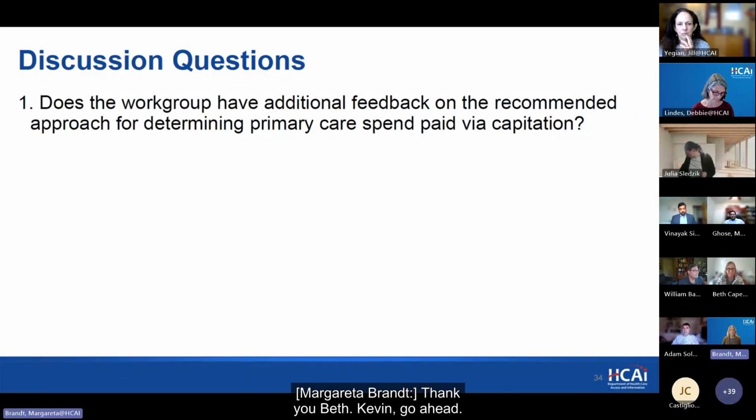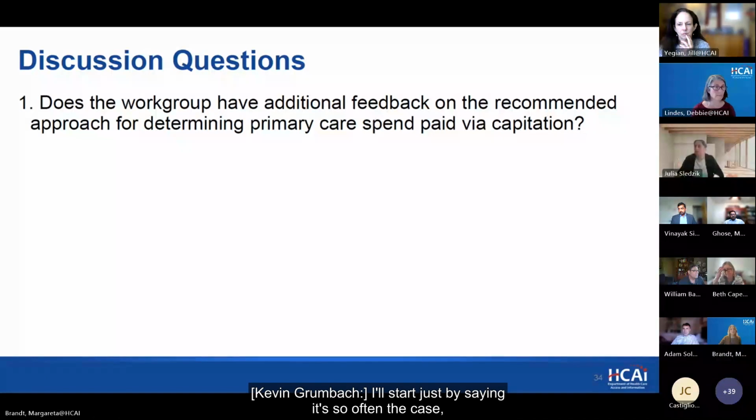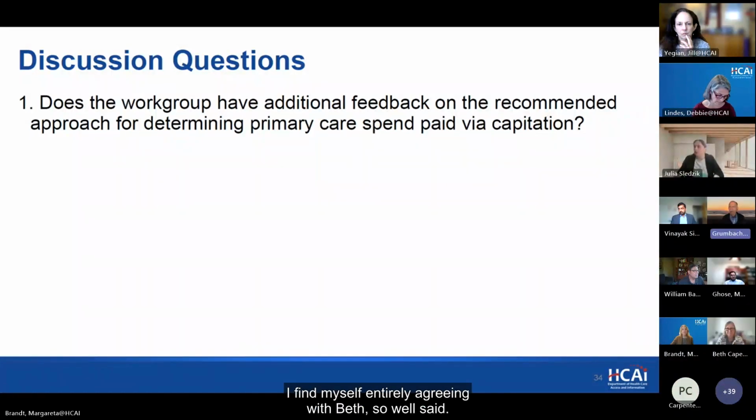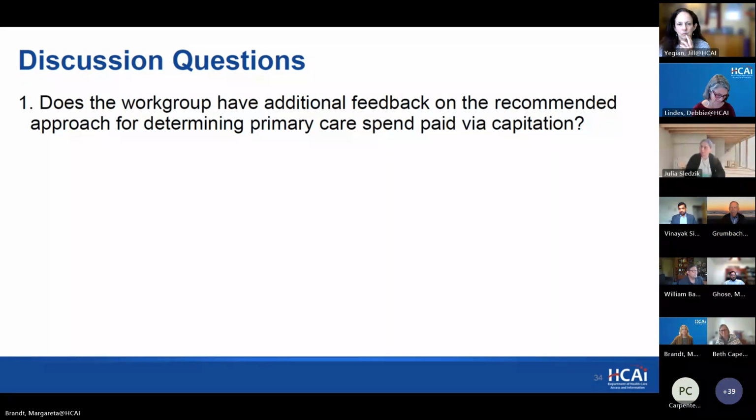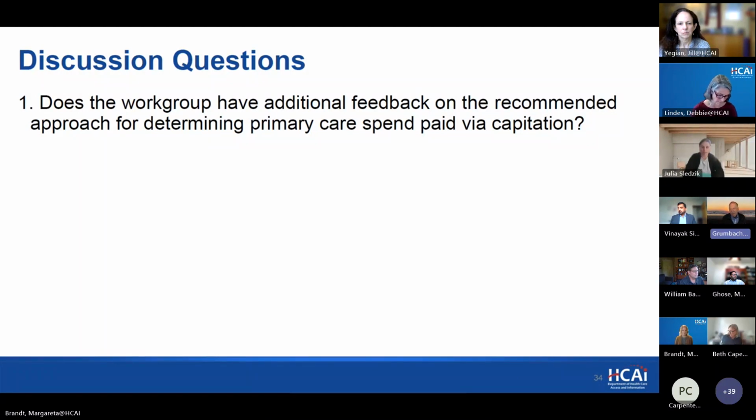Thank you, Beth. Kevin, go ahead. I'll start just by saying it's so often the case I find myself entirely agreeing with Beth. So well said. It's so hard with this non-claims payment approach to try to capture legitimate spending and non-claims for primary care. And there's no perfect way to do this.